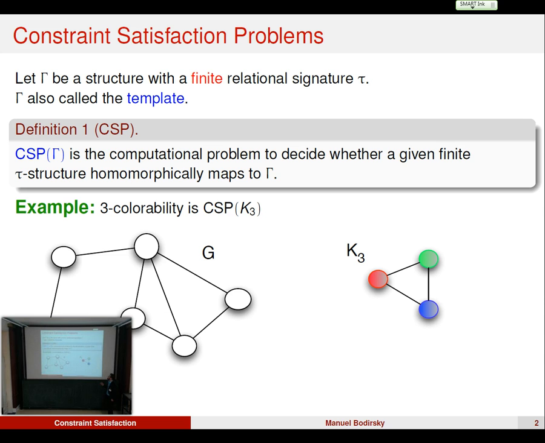If we fix gamma to be the clique with 3 elements, K3, then what does it mean to have a homomorphism from a structure with the same signature? A structure with the same signature is just a graph. And we are interested in homomorphisms, so we don't want 2 adjacent vertices in G to be mapped to the same element in K3, because there's no self-loop. In other words, we don't want adjacent vertices in G to get the same color. So we want a 3-coloring. It's just a 3-coloring problem. CSP of K3 is 3-colorability.